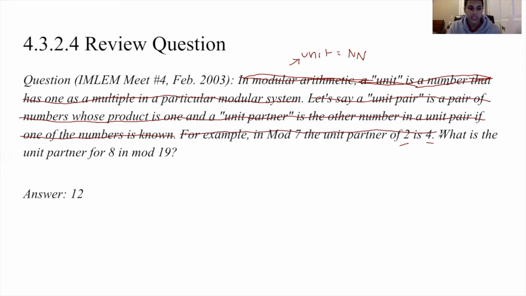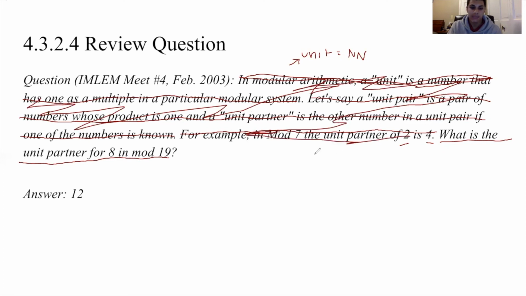And it says, what is the unit partner for 8 in mod 19? Okay, so this question was really simple. This is the only very relevant sentence, the one asking the question. We didn't really have to know any of the rest in order to solve this question, except that a unit partner means inverse. So it's asking us, what is the inverse of 8 in mod 19?